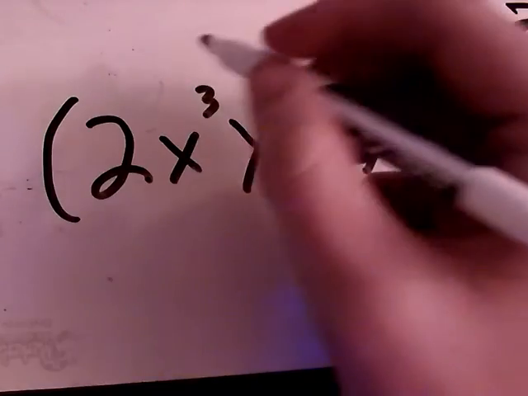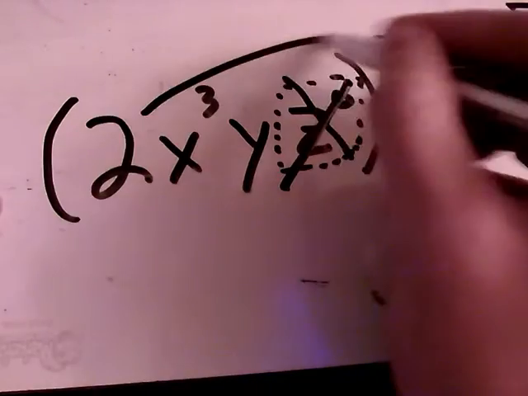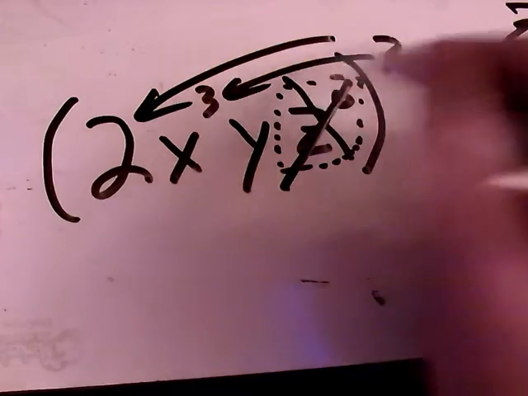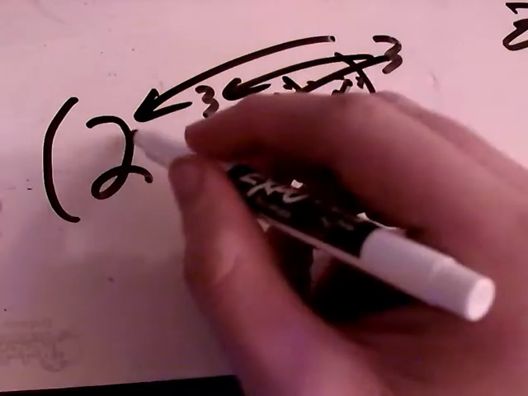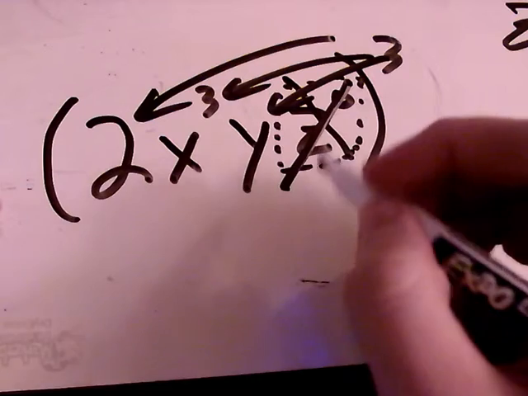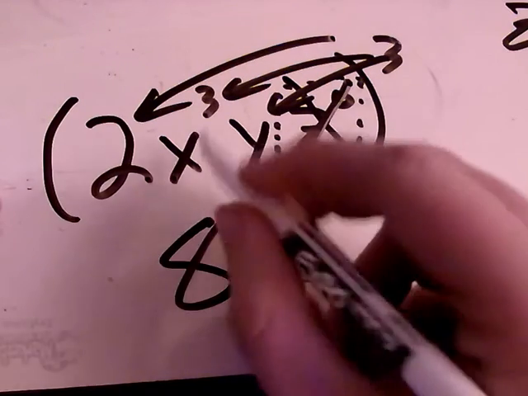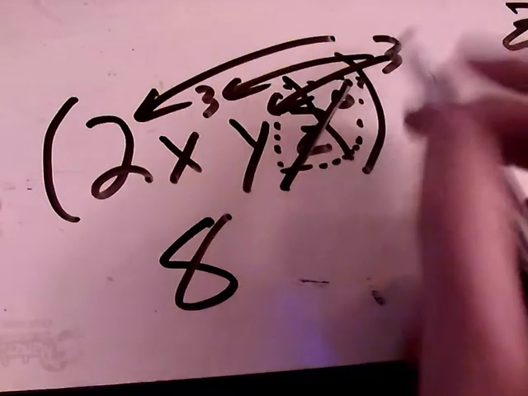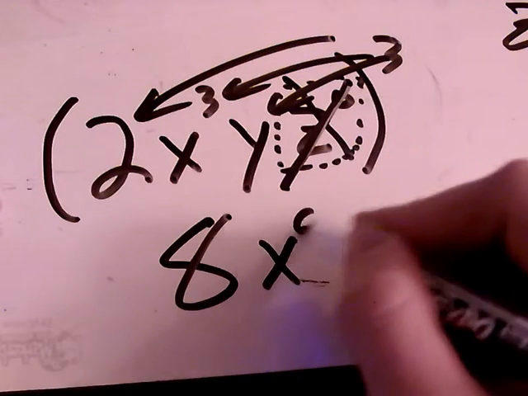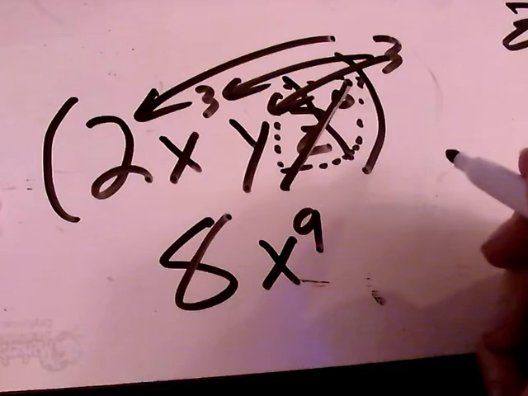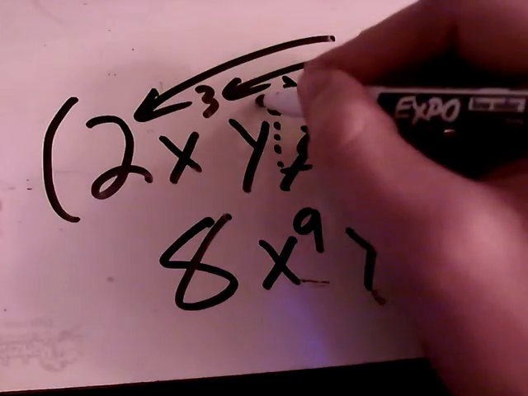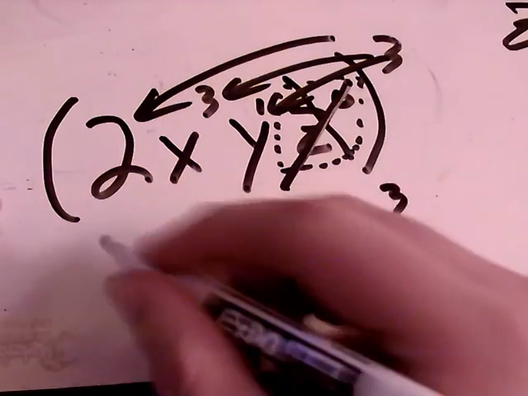When you have a power to a power, or in this case a product to a power, you have to distribute the 3. Now when you take 2 and 3, that's not 2 times 3, it's 2 to the power of 3, and that gives you 8. But now this one, you have a 3 times a 3, that you'd multiply. The y does not have an exponent, so it would actually be 1, so it would become y to the third.